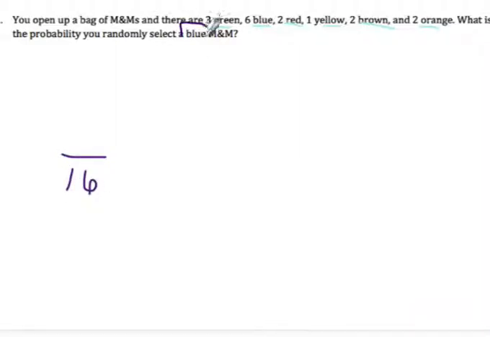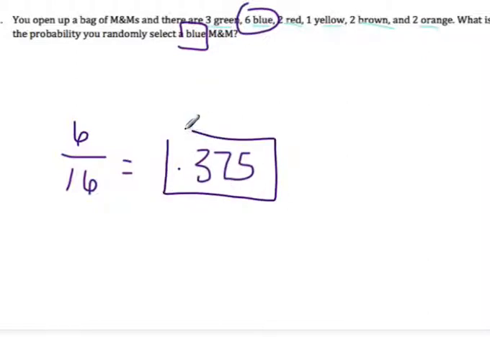Now I want to find the probability of finding a blue M&M. Well, 6 of them are going to be blue. So I'm going to take 6 and divide it by 16. And when I do that, I get 0.375. So that is my final answer for number 1. Now, let's go ahead and take a look at number 2.